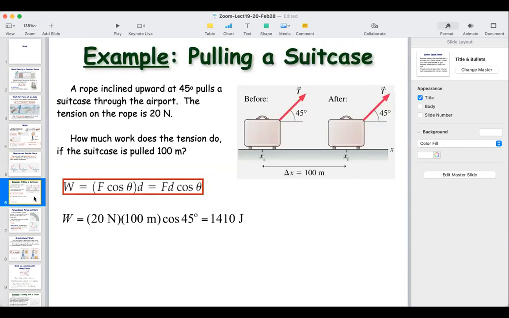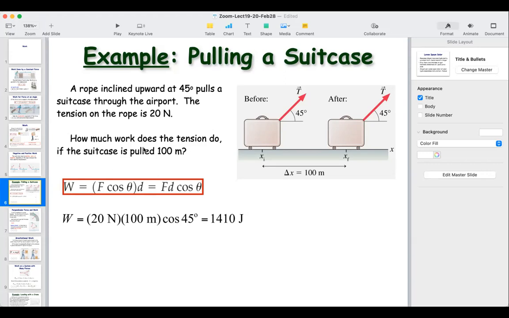Okay, let's see one example. Pulling a suitcase. We have a rope inclined upward at 45 degrees that pulls a suitcase through the airport. The tension of the rope is 20 Newton. So we have the force here, right? 20 Newton. How much work does the tension do if the suitcase is pulled 100 meters?